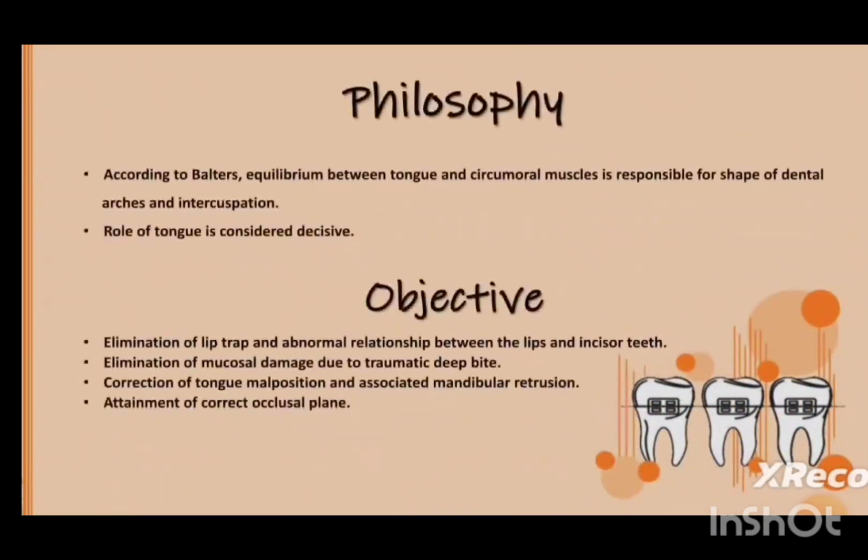Now, whenever we talk about the Bionator, the philosophy has to be mentioned. According to Balters, the equilibrium between the tongue and the circumoral muscles is responsible for the shape of the dental arches and the intercuspation. Also, the role of the tongue is considered very, very decisive. The objectives that we have are elimination of the lip trap and abnormal relationship between the lips and the incisor teeth, elimination of the mucosal damage due to traumatic teeth bites, correction of tongue malposition and associated mandibular retrusion, and attainment of correct occlusal plane.